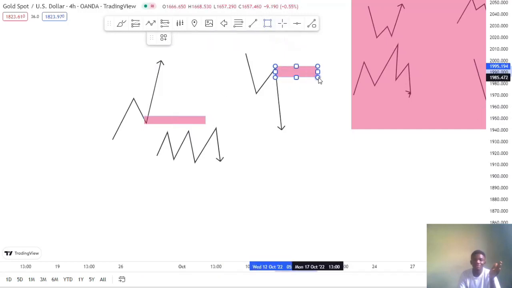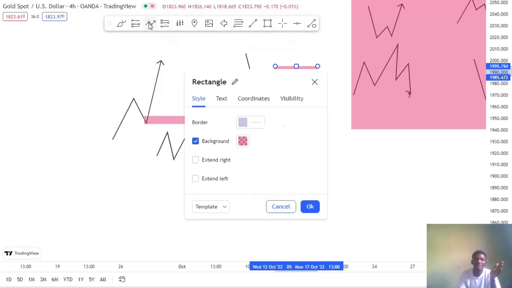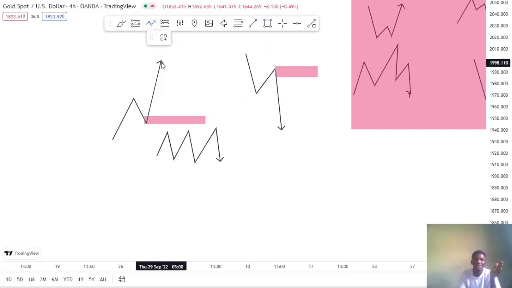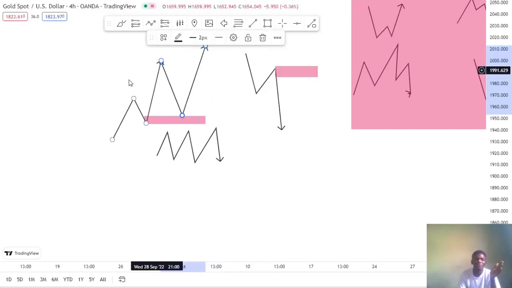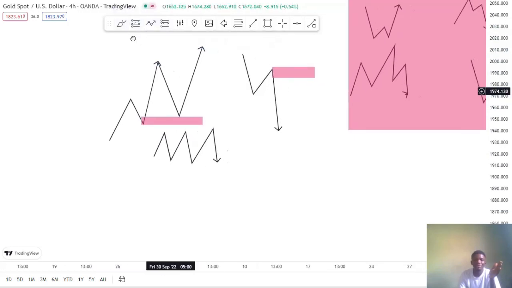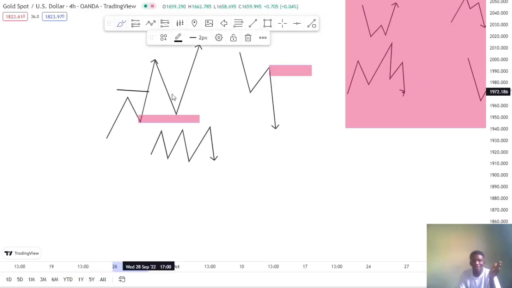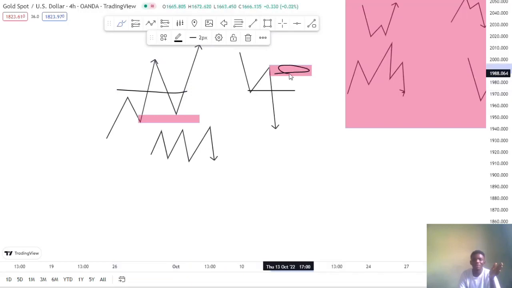All right, expecting a return back of this extension, then the market breaks above either to 50% or 100%, whichever way. So all these things are what you need. Once there is a break of structure, the market comes back for a retest, then it shoots up.